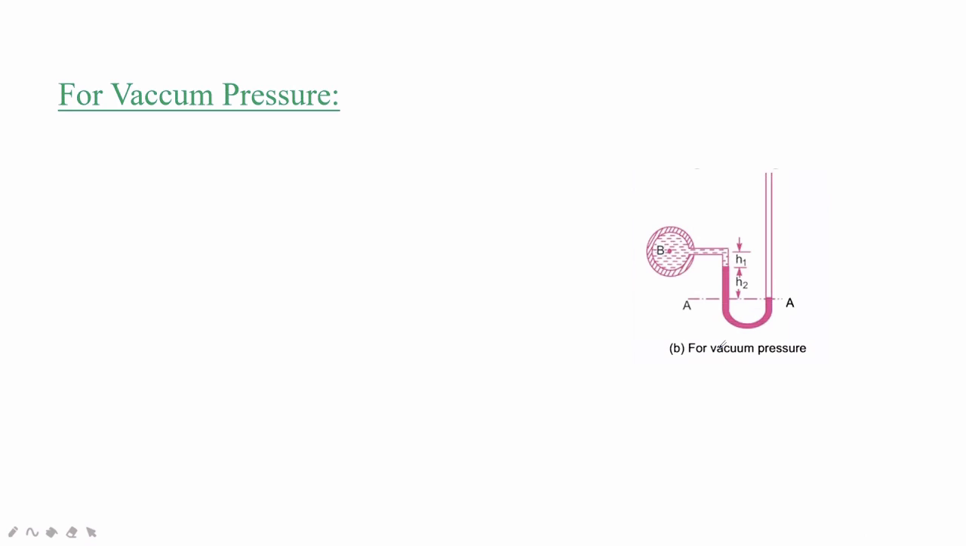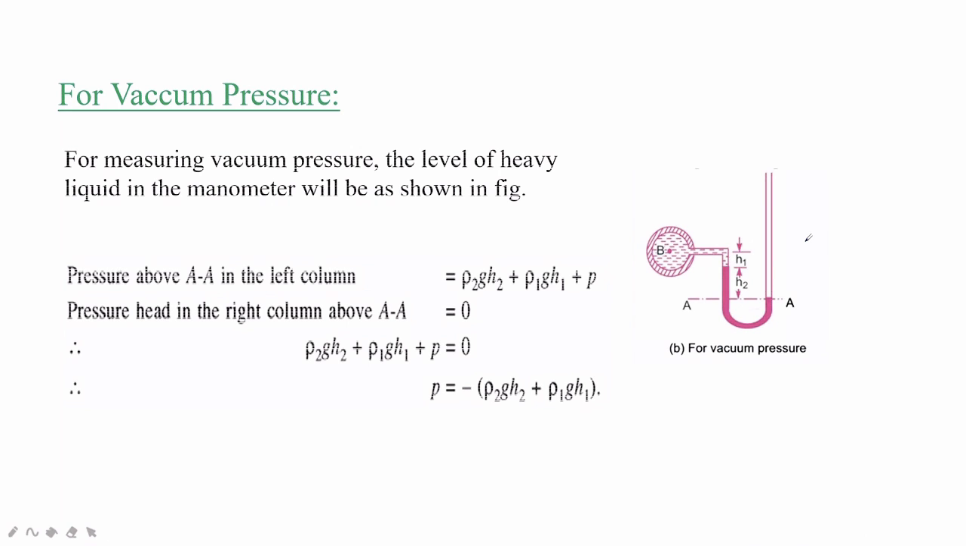So how do we handle it when vacuum pressure is given? We will see. For vacuum pressure, the diagram is like this. Same, let P be the pressure in this system. For measuring the vacuum pressure, the level of heavy liquid in the manometer will be shown as in the figure. Here, above the datum line, the tube will be vacuum. We will also consider the datum line, where it ends here, and from there we will calculate.